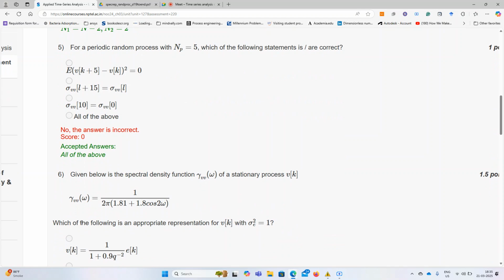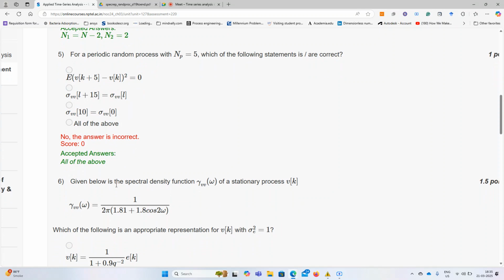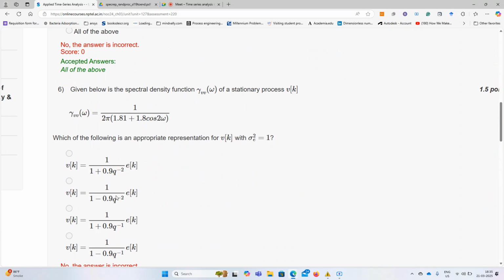If it had been anything else, let's say 7, then this would not have held true. Okay, let's continue. Given below is the spectral density function gamma VV, with omega as the frequency, of a stationary process Vk. Which of the following is an appropriate representation of Vk with sigma square equals 1?